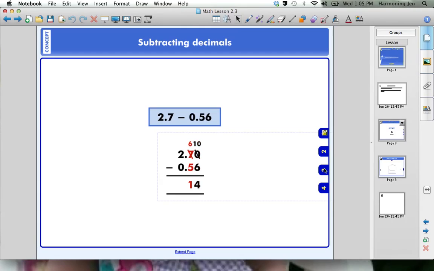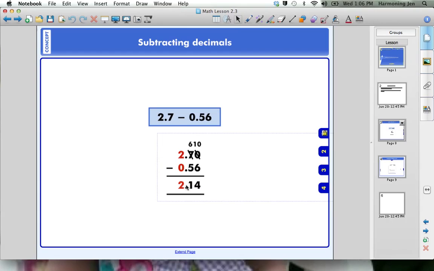Go to the next column, 2 minus 0 is 2. Step 4, make sure you've got that decimal point in there where it needs to go. Again, just like adding, those decimal points are going to end up all lined up perfectly in a row, even in your answer. So it's just like you take that decimal point and drop it straight down.